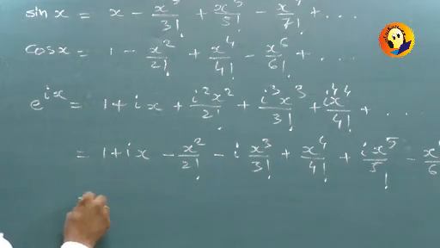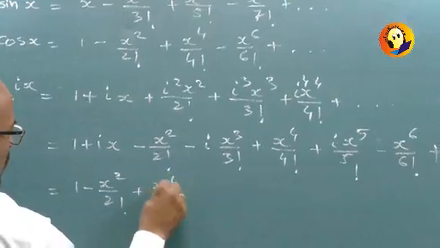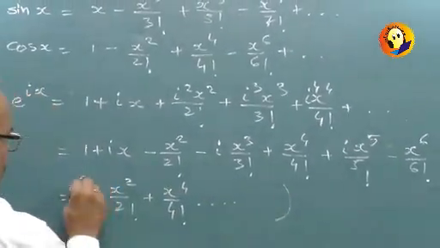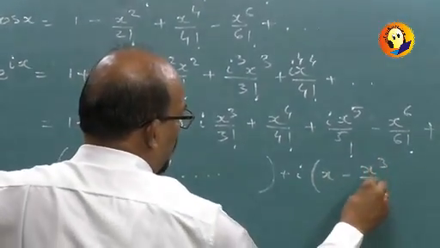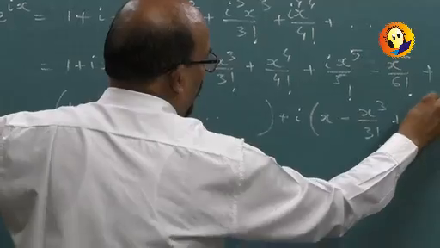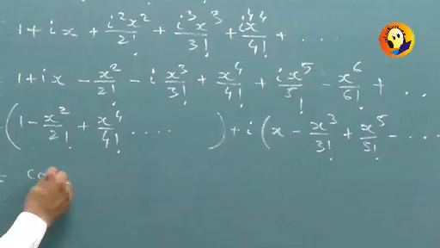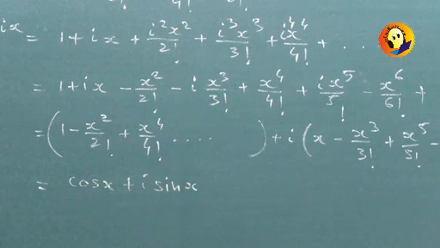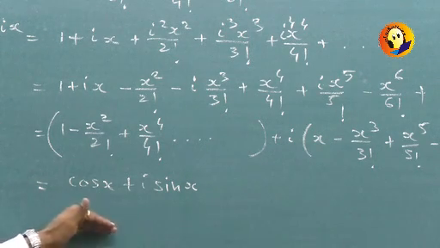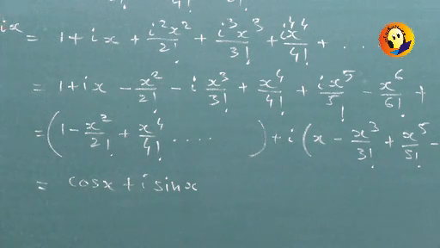And if we just collect real and imaginary part, 1 minus x square by 2 factorial plus x raised to 4 by 4 factorial etc., plus i into bracket x minus x cube by 3 factorial plus x raised to 5 by 5 factorial etc. And that gives us cos x plus i sin x. We haven't explained at that time why e raised to ix is cos x plus i sin x, but the explanation is here. And remember that we will be noting this down.